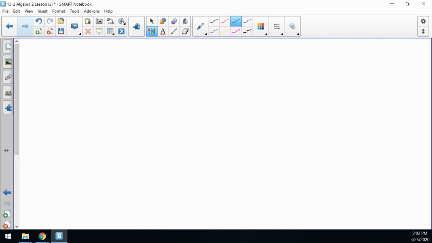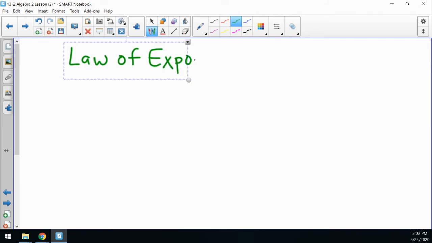Okay, so the law of exponential change is the next thing we're going to talk about. Law of exponential change, that's what we're going to be talking about right there. So here's the definition.